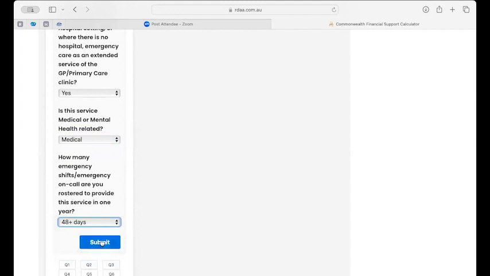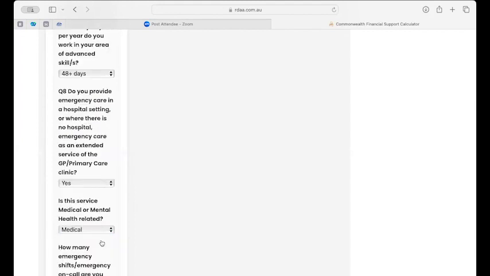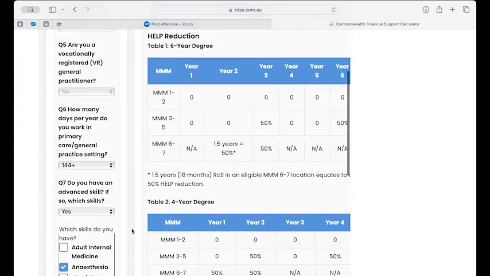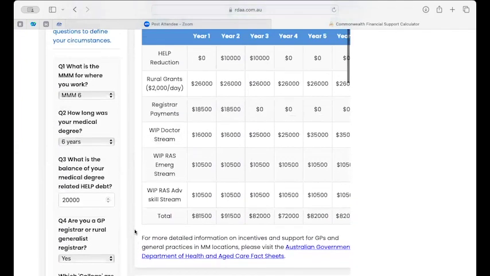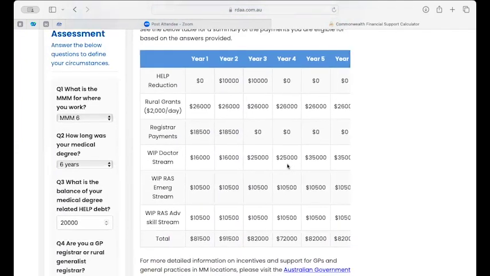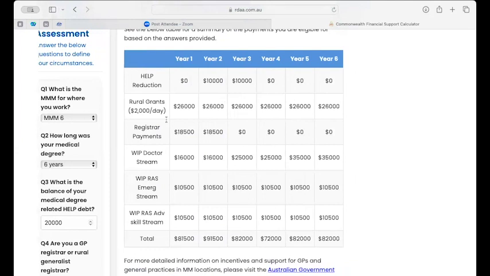Once you've answered your questions and you've got all your answers, you hit the submit button, and you will have to do a bit of scrolling because there's a lot of information in this document. And then basically what we've got here is a range of programs that the Commonwealth support and finance, or money that's associated with those. So we've got the rural procedural grants.